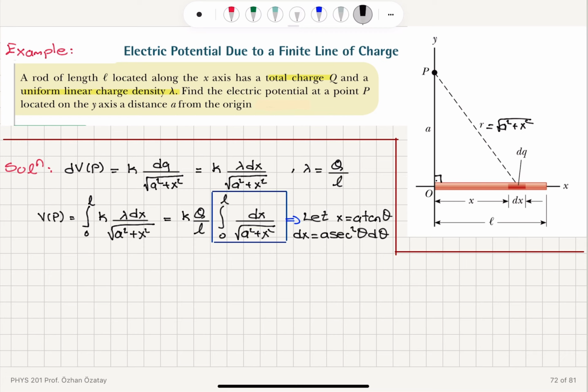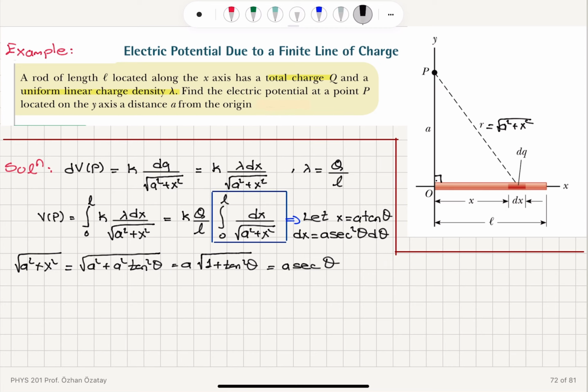Now, what is square root of a squared plus x squared in that case? So square root of a squared plus x squared is then square root of a squared plus a squared tangent square theta, which is a times square root of 1 plus tangent square theta. 1 plus tangent square theta is secant square theta. So this is basically a times secant theta, which is, remember, 1 over cosine theta.